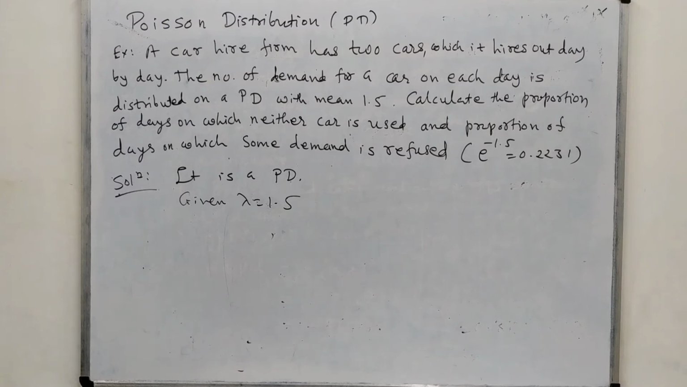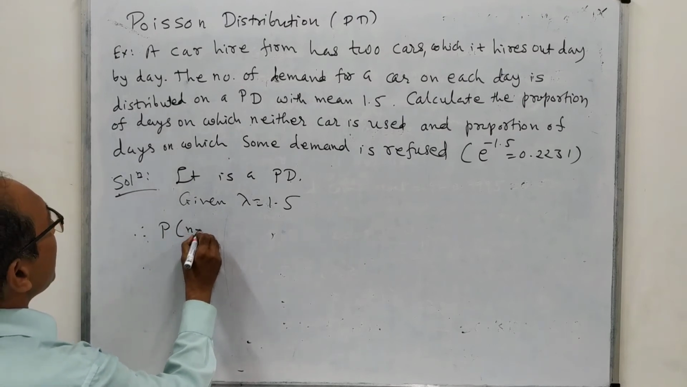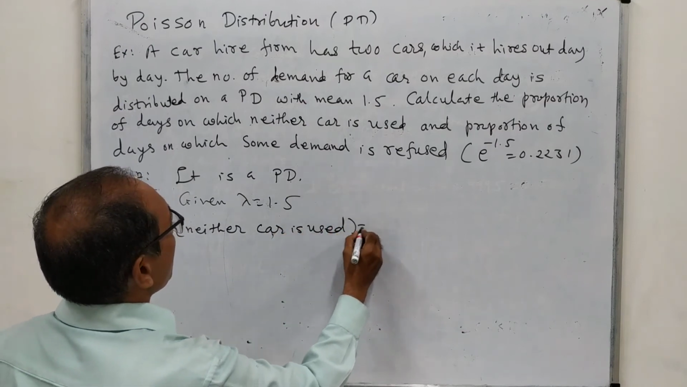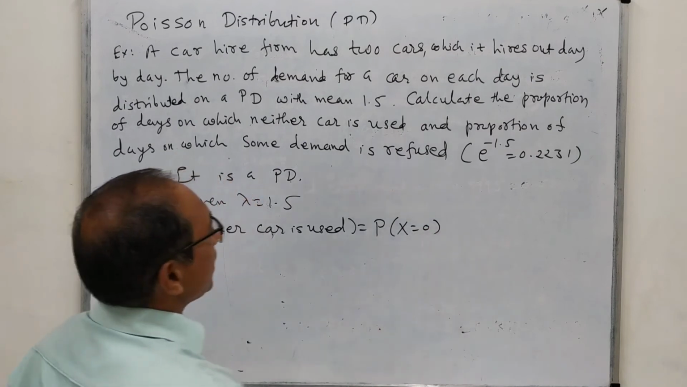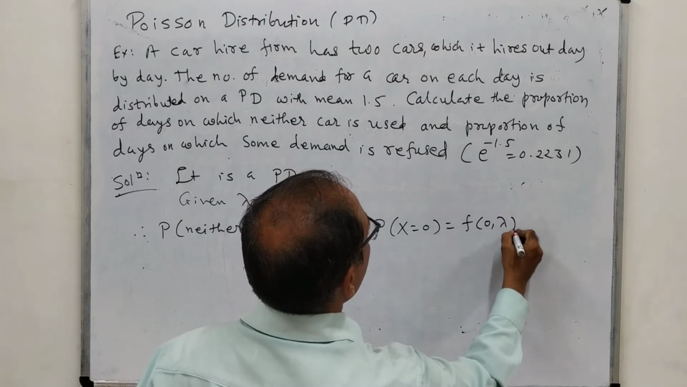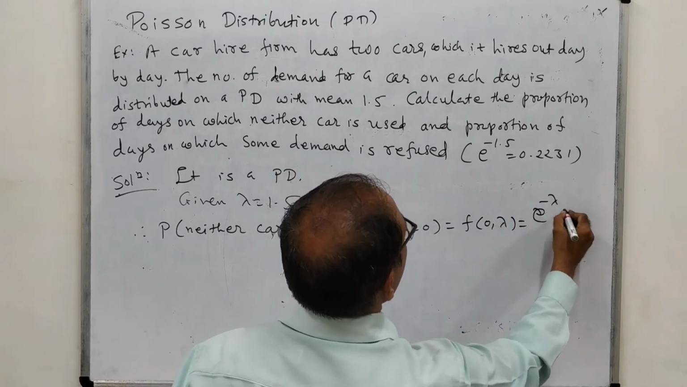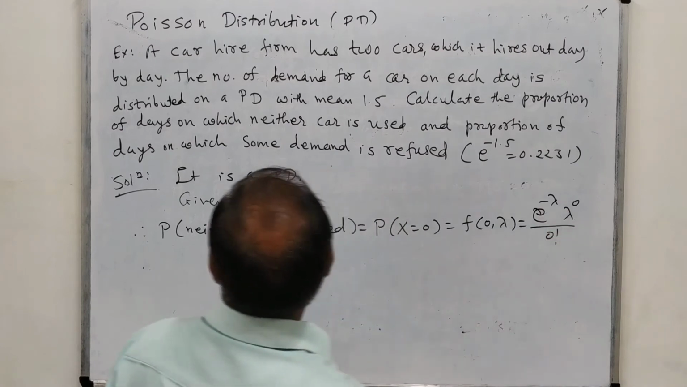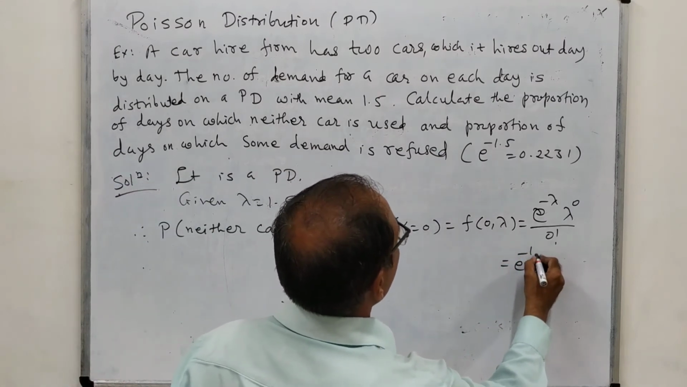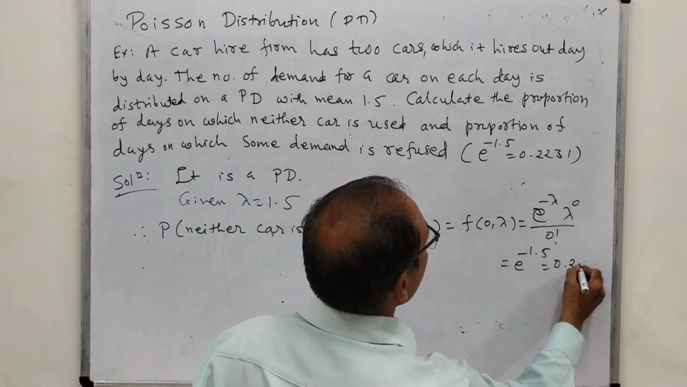Okay. And calculate the proportion of days on which neither car is used. No car is used. We want to find out the proportion of days, therefore the probability that neither car is used. That means we want to find the probability for capital X equal to 0. This is nothing but f of 0, lambda, which is e raised to minus lambda into lambda raised to 0 upon 0 factorial. Lambda is 1.5, so this is e raised to minus 1.5, and its value is given to us, 0.2231.